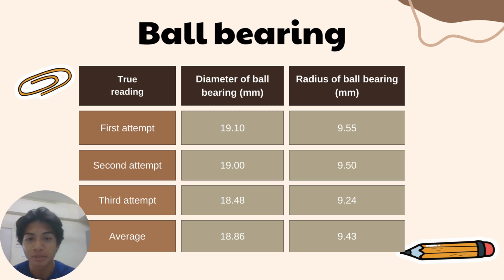On the second attempt, we got 19.00 for the diameter of the ball bearing, while the radius is 9.50. On the third attempt, we got 18.48 on the diameter and 9.24 on the radius, with the average diameter of 18.86 and the average radius of 9.43.